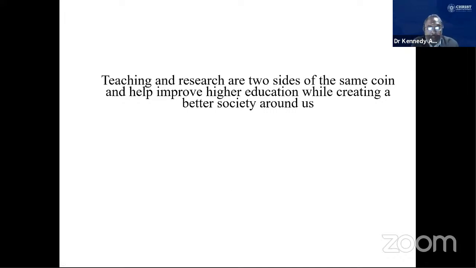Teaching and research are two sides of the same coin and help improve higher education while creating a better society around us. So that's the crux. As far as what is envisioned and expected of all of us as teachers in higher education, there's nothing to go back to. It's already time that we do an adequate amount of research and teaching. How we are going to blend that is going to be a challenge.